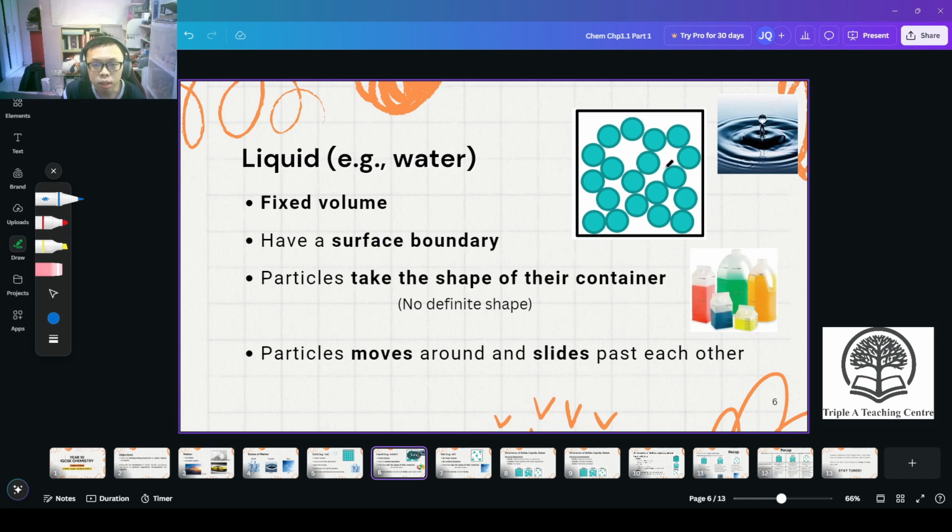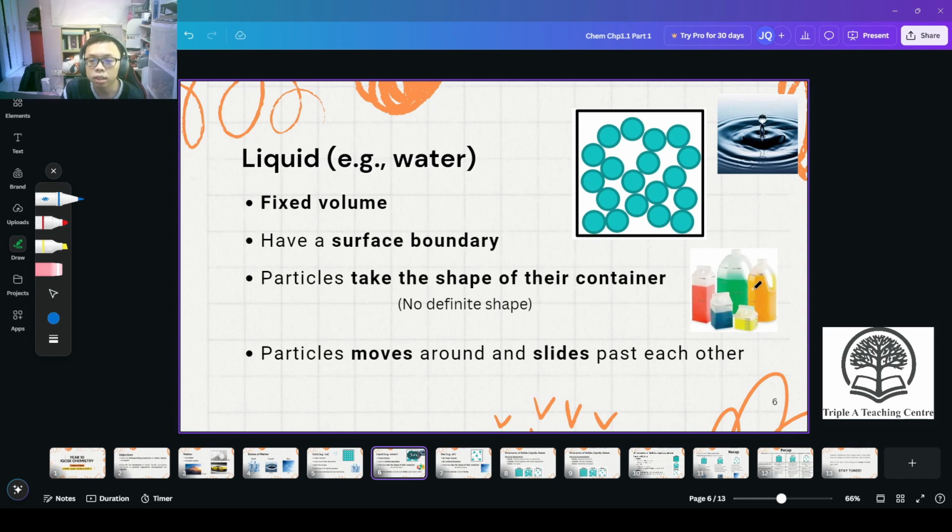If you zoom in on the liquid, you can see that because there is a bit of space compared to solid, the particles take the shape of their container. No definite shape. It can move according to the shape of the container. In this picture, there are different sizes and shapes of containers, so the liquid just follows the shape of the container. Let's say the container is cube in shape, so the liquid is just cube in shape.